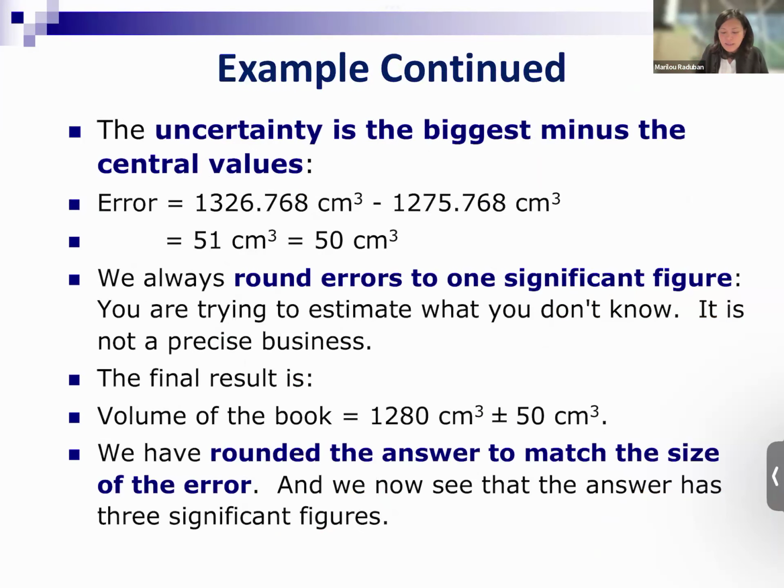The uncertainty is then the biggest value you've calculated minus the best value. That gives you 51 centimeters. Round that to one significant figure, 50. Right? And then, so you have plus minus 50 as your uncertainty, one significant figure, and the actual volume of the book will come from the central or the mean value that you've calculated, disregarding the uncertainties, but remember to round your number to the same precision as your uncertainty. So your uncertainty is 50, it's in the tens precision, so your measurement should also be rounded to the nearest tens. 1275 rounded to 1280.